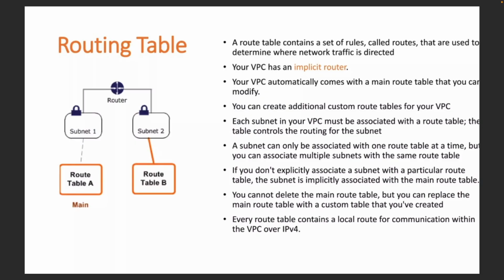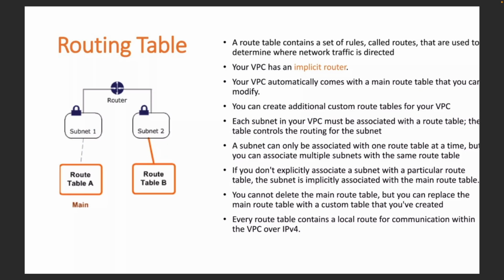Each subnet in your VPC must be associated with a route table. This table controls the routing for that subnet. A subnet can only be associated with one route table at a time, but you can associate multiple subnets with the same route table. This allows you to apply the same routing rules to multiple subnets.